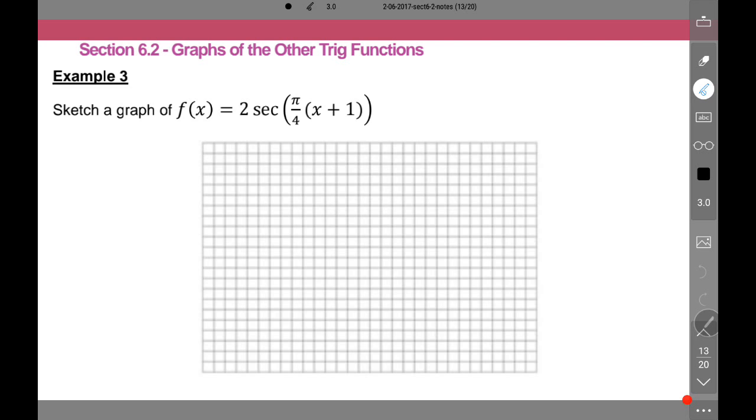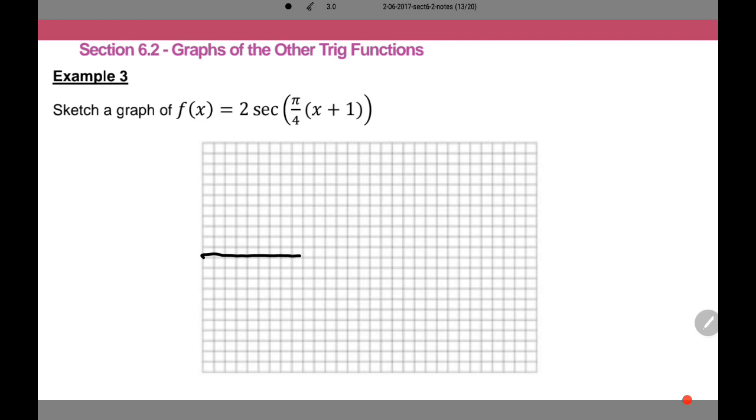So sketch a graph of 2 secant of pi over 4 times the quantity x plus 1. So for this, let's go ahead and do a few things like we started off before with cosine. Since secant is related to cosine, we're going to use our ideas for cosine. If we had cosecant, we would use our sine function. So we've got to figure out a few things.